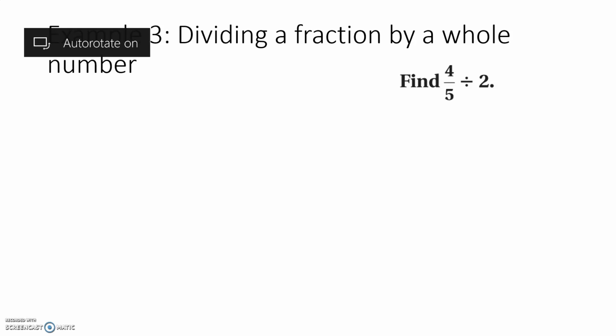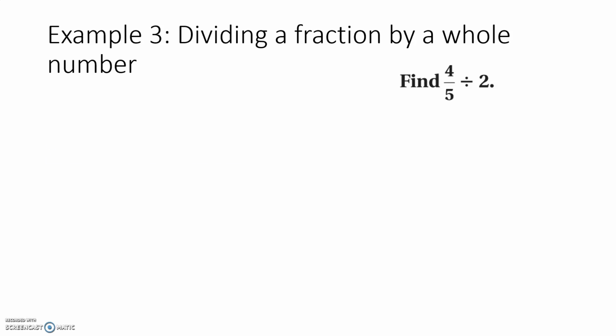So now we're going to divide a fraction by a whole number. If you remember going back to the notes for us in the very beginning, it doesn't matter whether it's fractions, whole numbers, or mixed numbers. It's all the same steps. We just have to convert the whole number or the mixed number into an improper fraction.